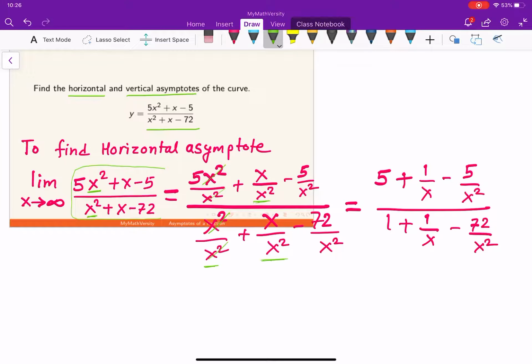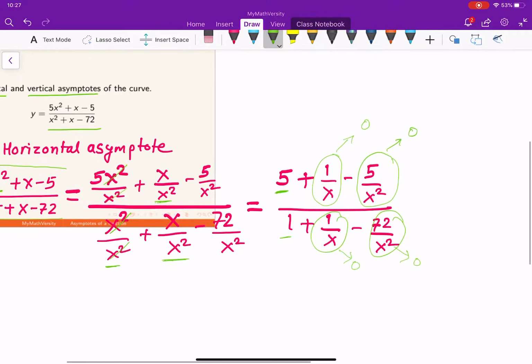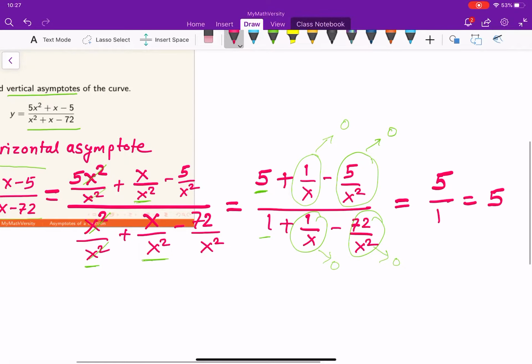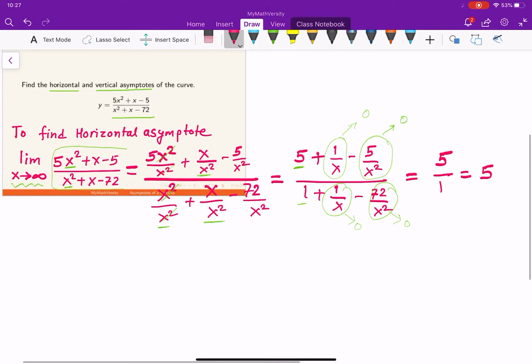Now when x gets larger and larger, the 5 will always be 5, since a constant is always constant. But 1 over x will approach 0, and 5 over x squared will also approach 0. The 1 will always be 1, but 1 over x will approach 0, and 72 over x squared will approach 0. If that is the case, then the limit of this function at infinity will be 5 over 1, which is just equal to 5. That's how we are able to find the limit at infinity of this function.